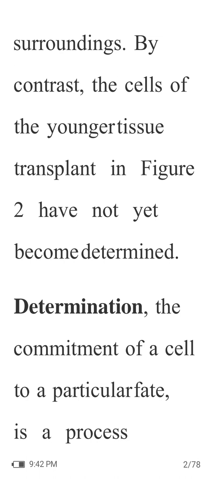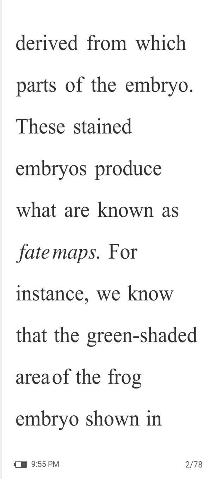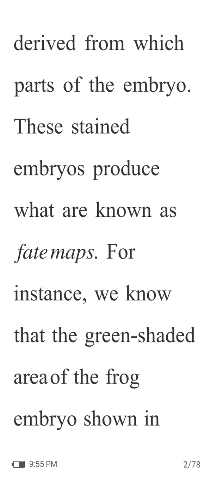By contrast, the cells of the younger tissue transplant have not yet become determined. As development proceeds, cells become more and more specialized. Experiments in which specific cells of an early embryo were marked with stains have revealed which adult structures are derived from which parts of the embryo. These stained embryos produce what are known as fate maps.